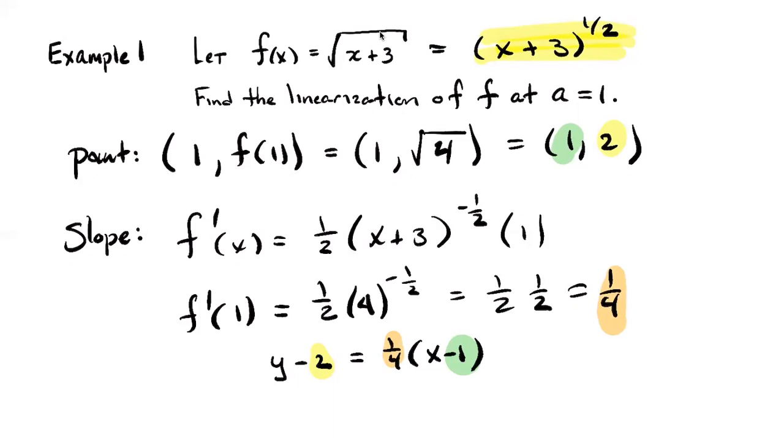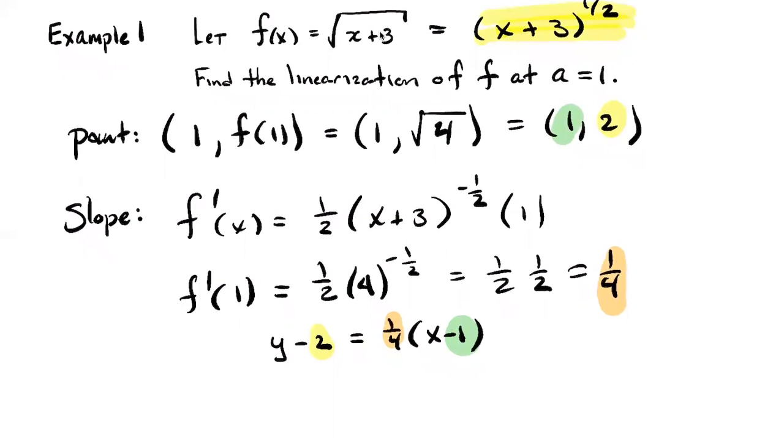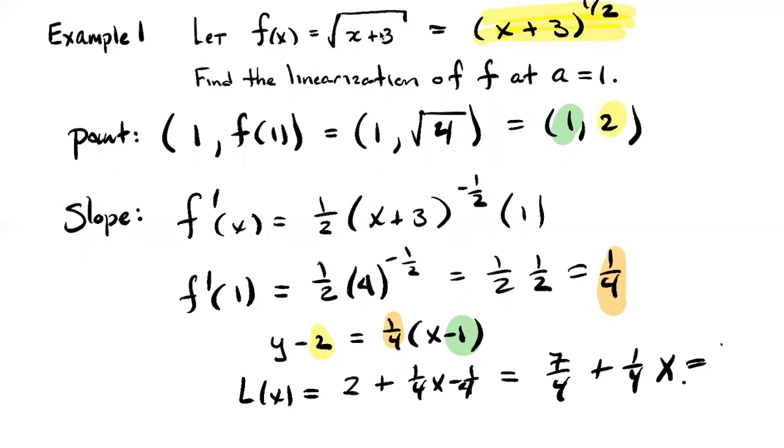Cool. We want the linearization, so I'm going to write this as a function. L of x, I'm going to add 2 to both sides of this thing, and I'm going to simplify it a little bit here. So what would we have? 1/4 x minus 1/4. And then we have to subtract 1/4 from 2. So what would that be? 2 is 8/4. So that's 7/4 plus 1/4 x.